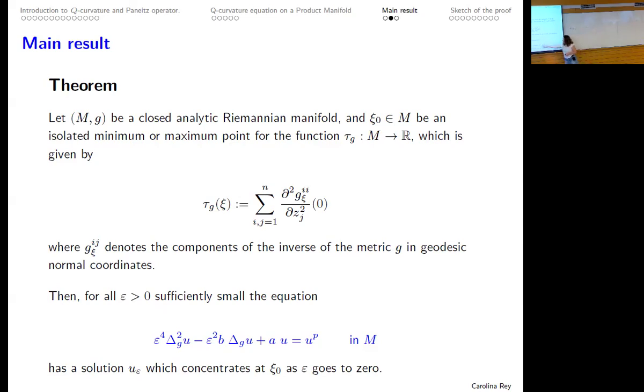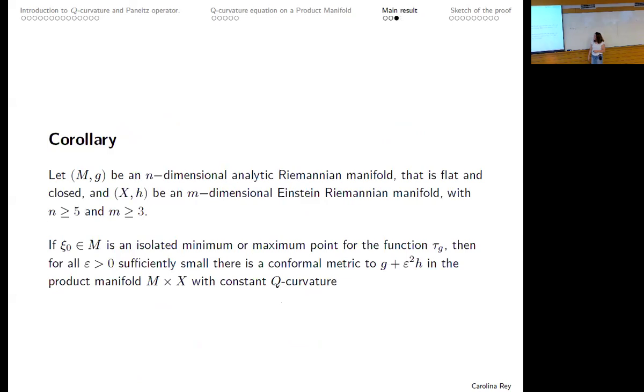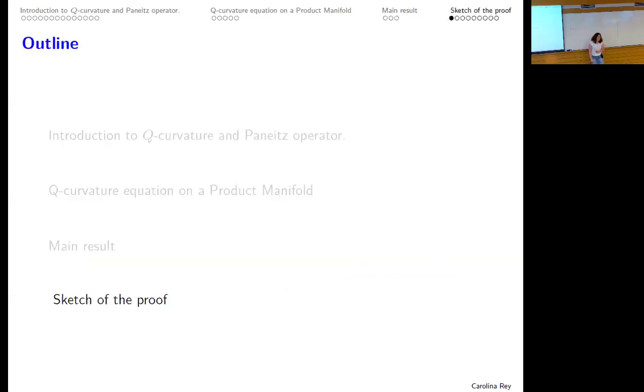So here, the exponent is the same as before. It's a subcritical exponent. Okay, and from that solution, we can build a conformal metric to the original one, which has constant Q-curvature. So the corollary is immediately what we were talking about. So to finish, I will sketch the proof.